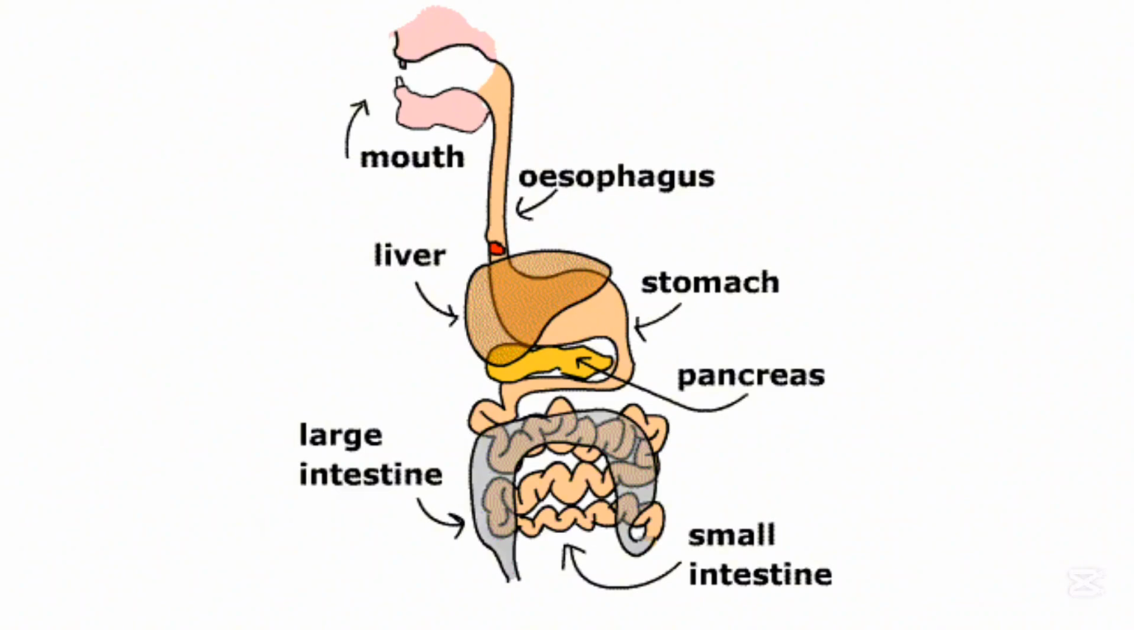The liver releases the bile, and the pancreas releases the pancreatic juice. They are important for the digestion of proteins, carbohydrates, and fats in the body.